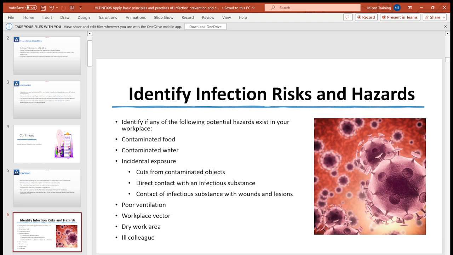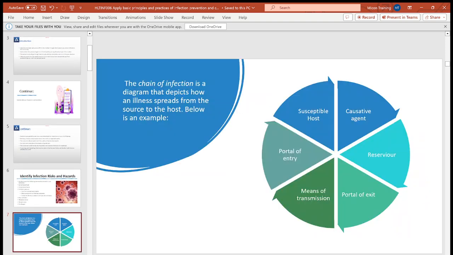Workplace vector, dry work area, and ill colleague can be a very strong form of risk and hazard in the healthcare sector. So all these are some of the risks that we can easily run into. So it is our responsibility to be able to identify this risk and put appropriate measures in place to control them before it escalates or goes out of hand. That is why we said we need to cut or break the infection control chain.